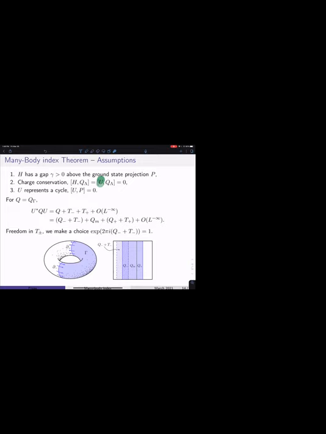Martin? Yes? You said U could be a symmetry. So does this sort of provide a way to classify SPTs?